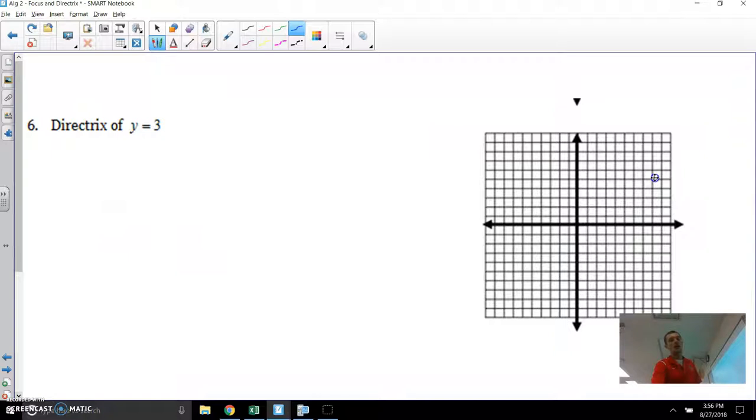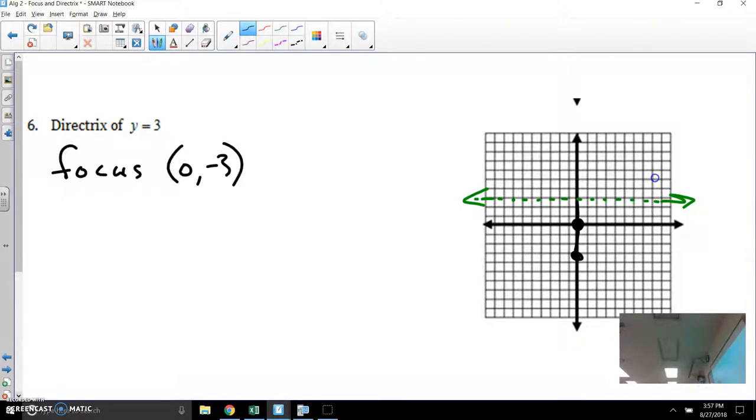Let's try a directrix of y equals 3. So if it's at the origin, this is where our vertex is, sorry, based on the directions in the top. If the directrix is up at 3, okay, then that means that our focus has to be on the opposite side, and that means that if this is a distance of 3, then we need to go another distance of 3 to figure out where that is, and that point for the focus is 0, -3.